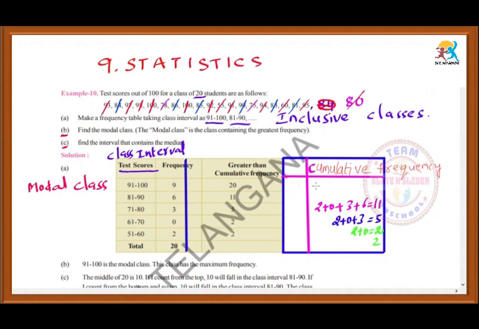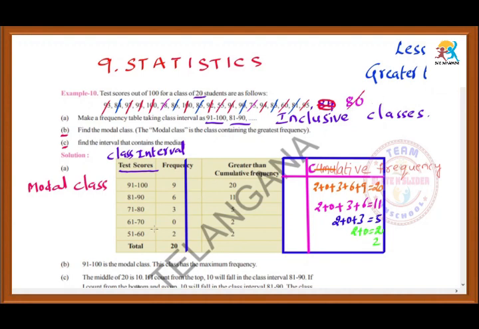Next, 2 plus 0 plus 3 plus 6 plus 9, that is equal to 20. Here, this is cumulative frequency. What is the meaning of cumulative frequency? We have two kinds of frequencies. One is less than cumulative frequency and another one is greater than cumulative frequency. Now we have to think what is less than and what is greater than cumulative frequency.